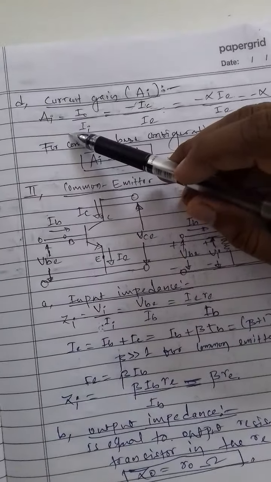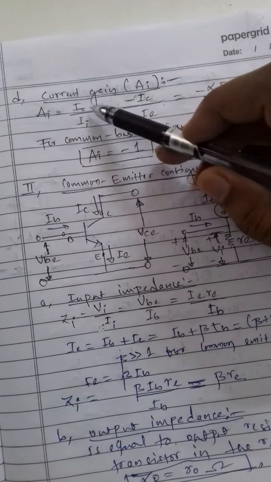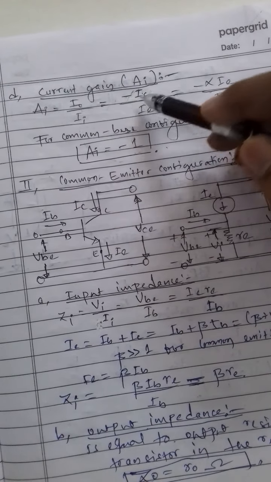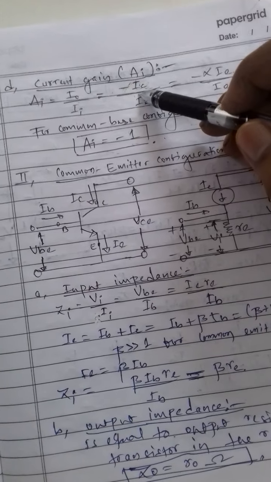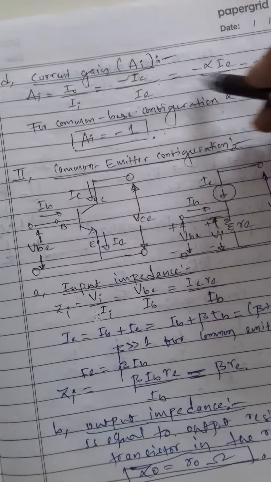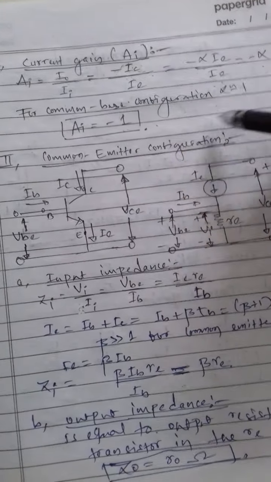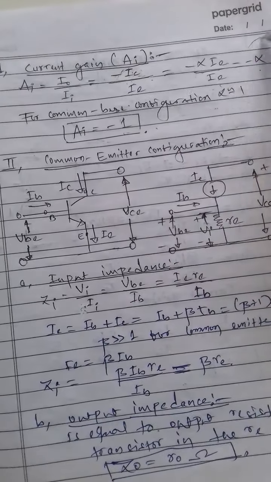Now for the current gain, the output current upon input current is minus IC upon I, because both are entering at the same node. The output current is minus alpha I, so the gain is alpha upon 1 minus alpha. For common base configuration, the current gain is approximately equal to unity. Okay.